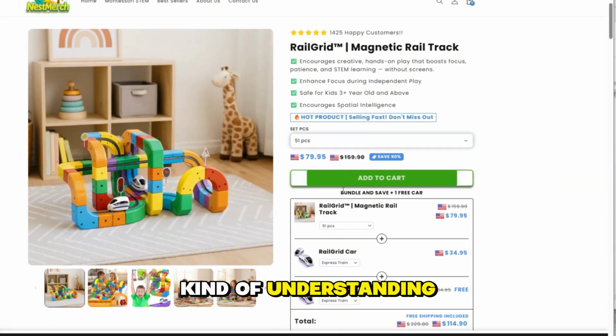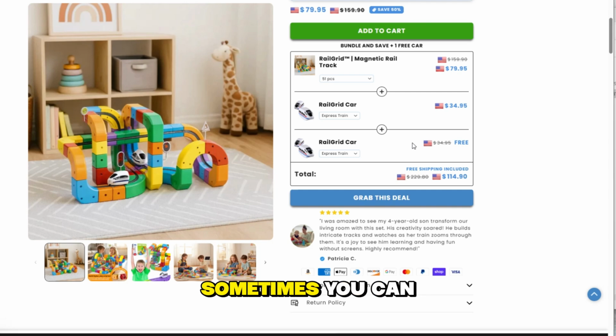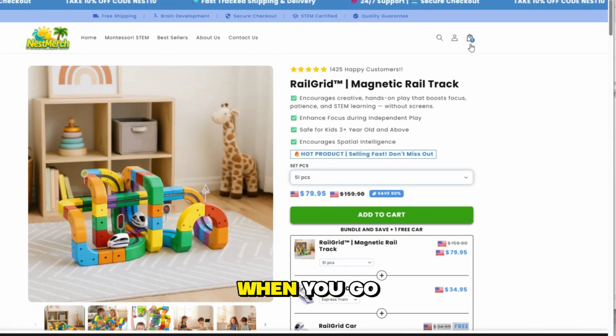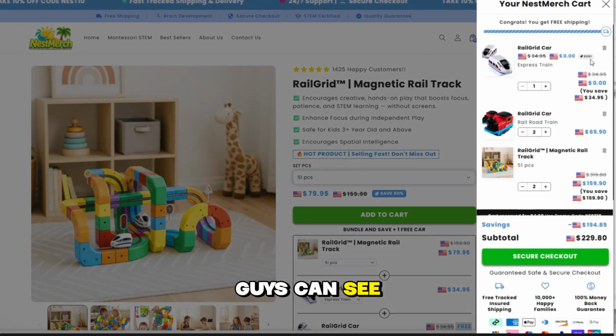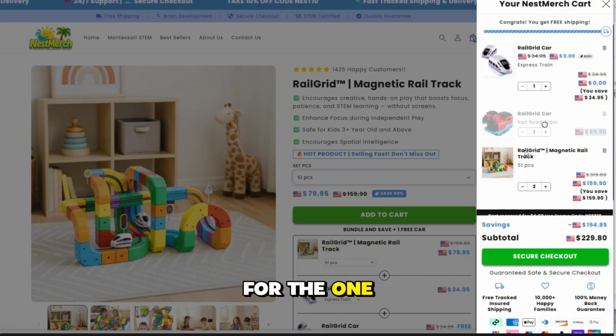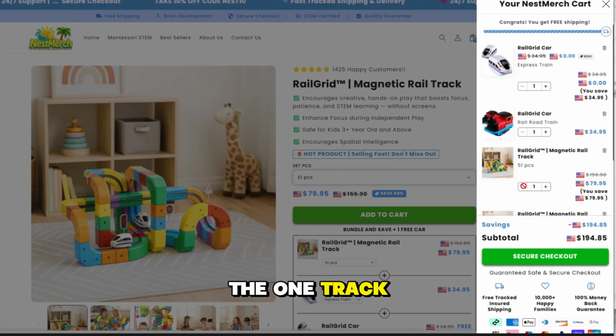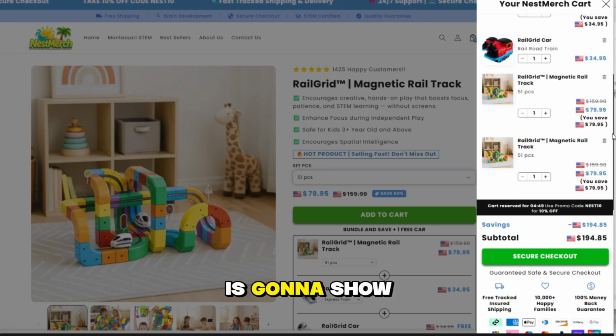I hope you're kind of understanding how we put the bundle together. Sometimes you can do 10% off, or you could offer something for free. That way on the side checkout, when you go to checkout, you guys can see here, it's for free. The train is for free. And then they pay however much for the one train and then the one track. But at least the bundle offer is going to show up.